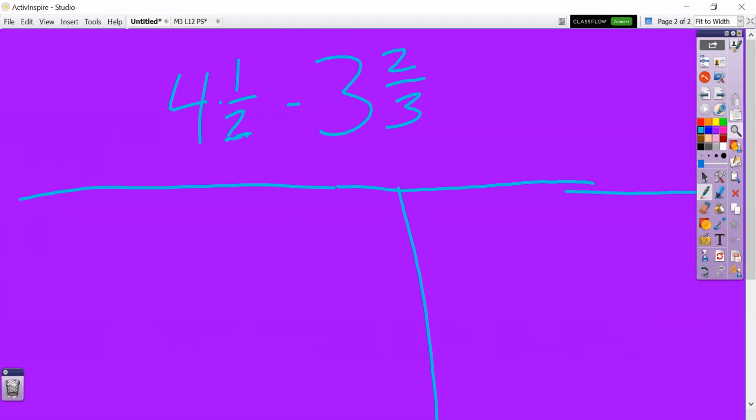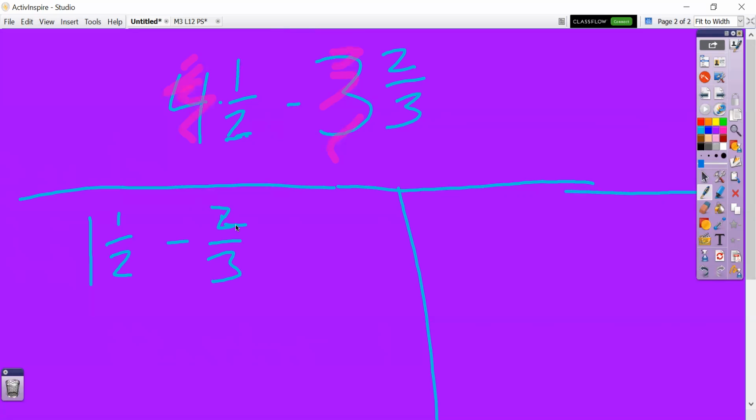And on the left-hand side, let's subtract the wholes. So we got 4 minus 3. Let's do that first. What's 4 minus 3? Well, that's 1. So 1. And then let's rewrite the rest of the fractions with it. 1 1/2 minus 2/3. So now we've simplified this fraction subtraction sentence by already dealing with the wholes because they were easy to work with right away.